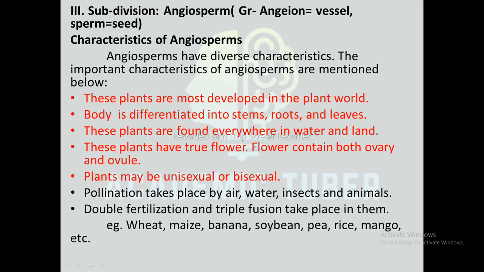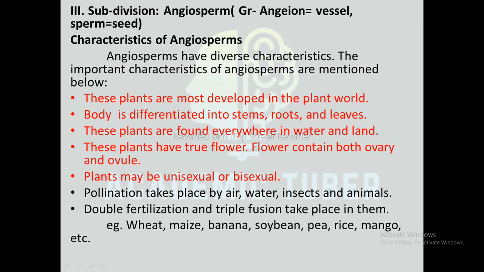Plants may be unisexual or bisexual. Pollination takes place by air, water, insects, and animals. Double fertilization and triple fusion take place in them. Examples of angiosperm are wheat, maize, banana, soybean, pea, rice, mango, etc.